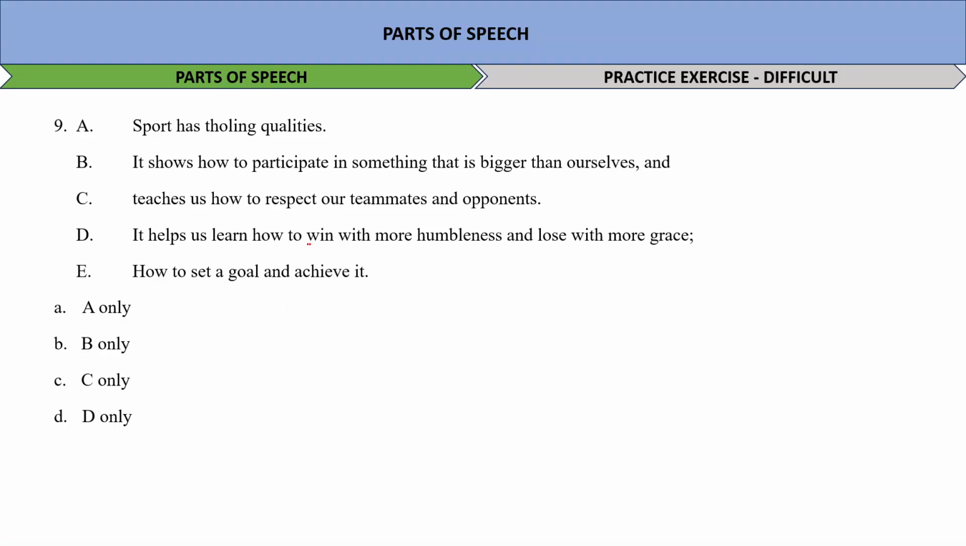It helps us learn how to win with more humbleness, or win more humbly, and obviously lose graciously, and not lose with more grace. Win humbly and lose graciously.